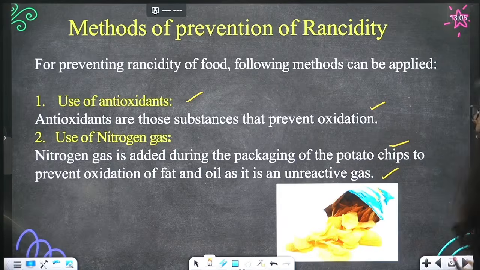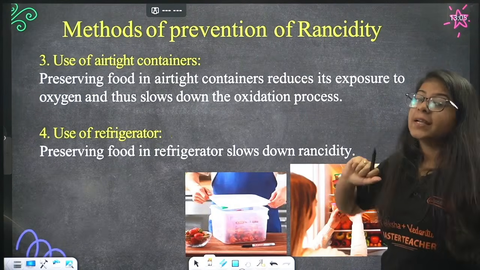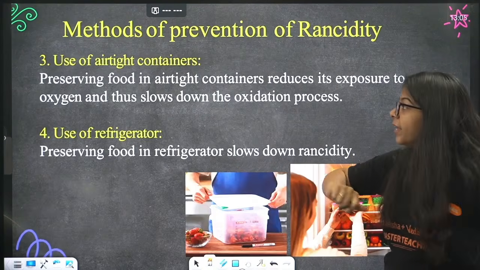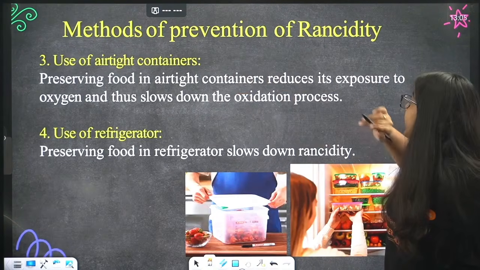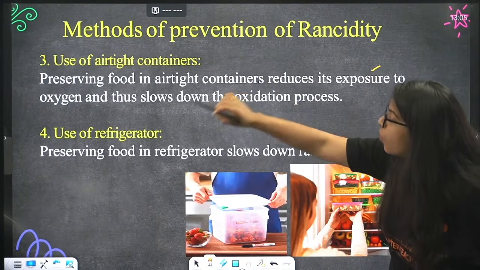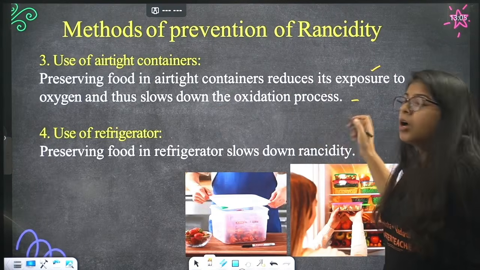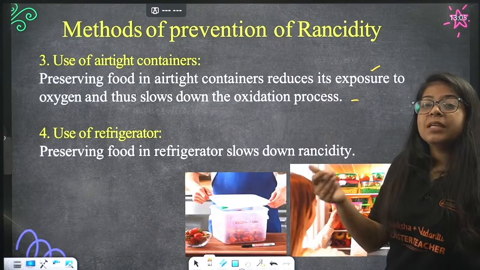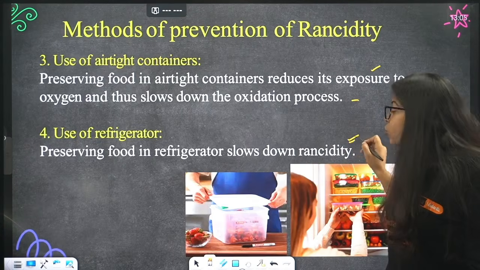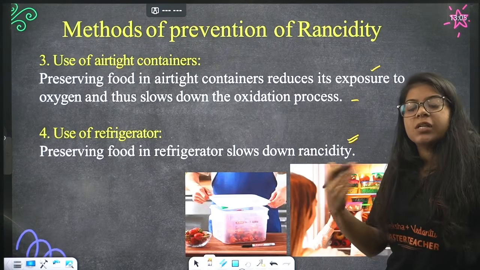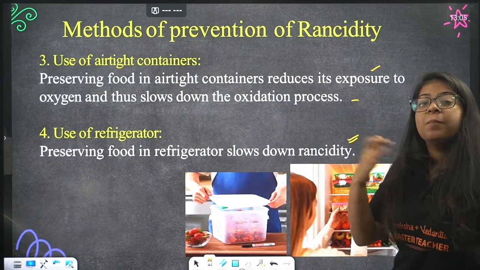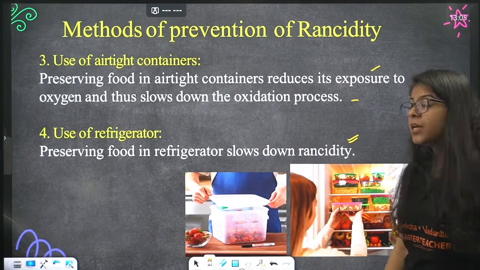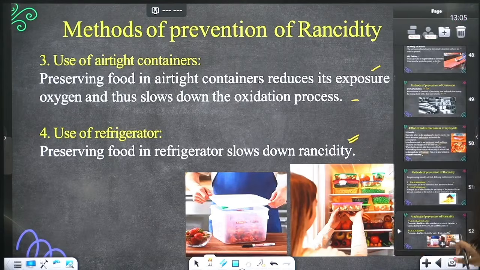Then you can use airtight containers to prevent direct contact with the outside air. Preserving food in an airtight container reduces its exposure to oxygen and thus slows down the oxidation process. Obviously, use a refrigerator. Keep things in the refrigerator. It slows down the rancidity. Of course, things go bad in the refrigerator as well, but not as quickly as they do outside. So that is the main thing about reduction.